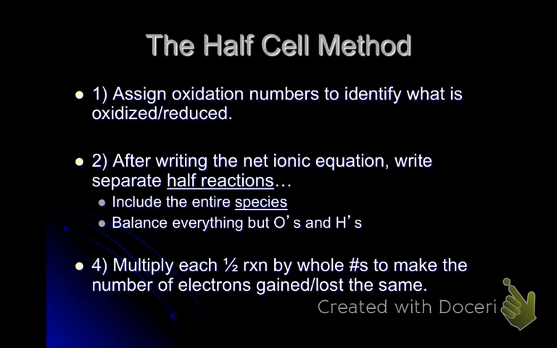4, after your happy dance, you're going to multiply each of your half reactions by whole numbers to make your electrons gained and lost the same. So this is really the balancing part. This is really where you say, okay, well this one lost 5 and this one gained 2, so I got to balance that out. And so you just go through and you multiply the entire reaction by a whole number in order to do that.